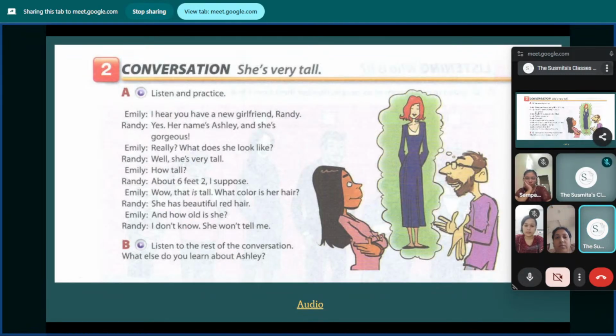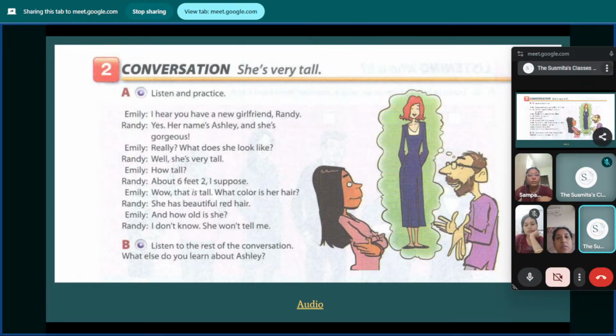Okay, great. Now Tejal and Sampada, I want you guys to read the conversation. Here we have Emily and Randy. The pronunciation is Randy. You have to read the conversation where Randy is describing his new girlfriend. Sampada, I want you to be Emily, and Tejal, I want you to be Randy. Okay?